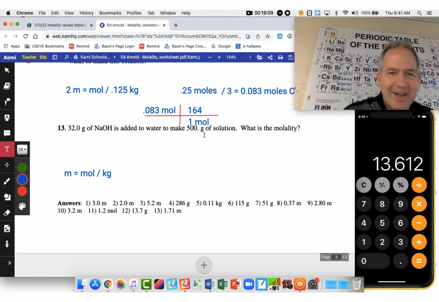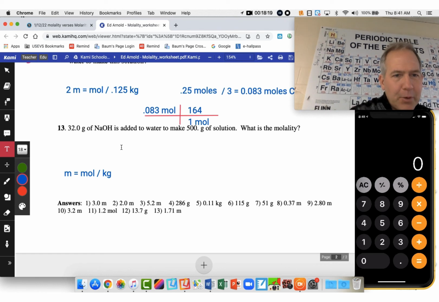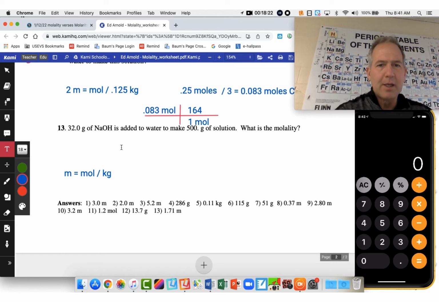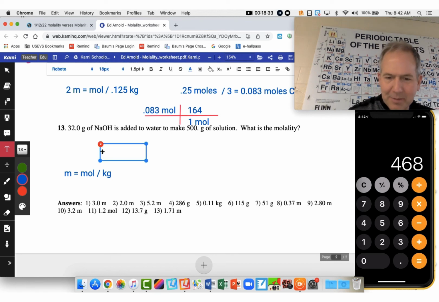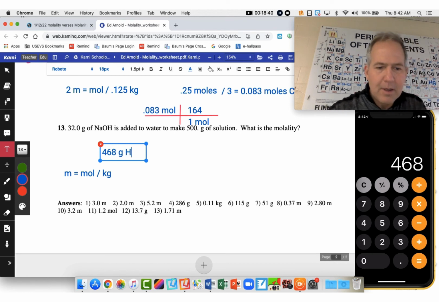Okay, you ready? They're trying to trick me, but they're not going to. First of all, let's find how much water they added. So the total was 500 grams. They put in 32 grams of sodium hydroxide. So let's take 500 minus 32 and equals, I'm sorry about this problem. If it wasn't remote, I'd probably make you skip it, but we'll do it. 468 grams of water. Right? That wasn't too bad.